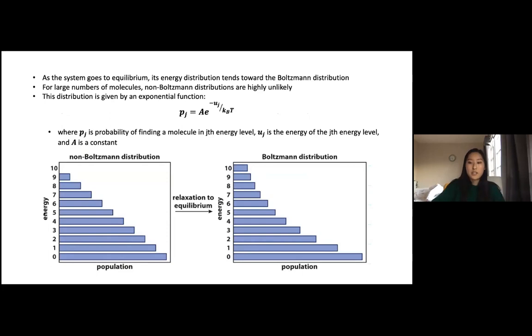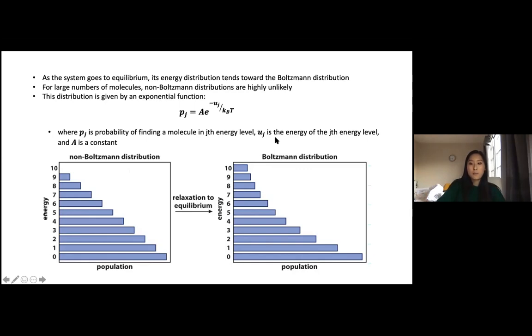And especially when you're dealing with a large number of molecules, like on the order of 10 or even 20, non-Boltzmann distributions are highly unlikely. So basically what that means is that if you have a system with many molecules at equilibrium, the energy distribution that its molecules will have is much more likely to be the Boltzmann distribution rather than a non-Boltzmann distribution. And because it's so much more likely, we just say that it has the Boltzmann distribution.